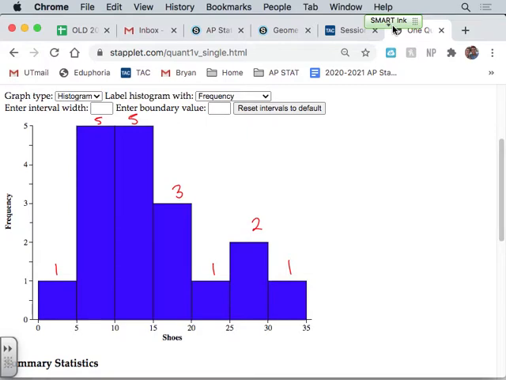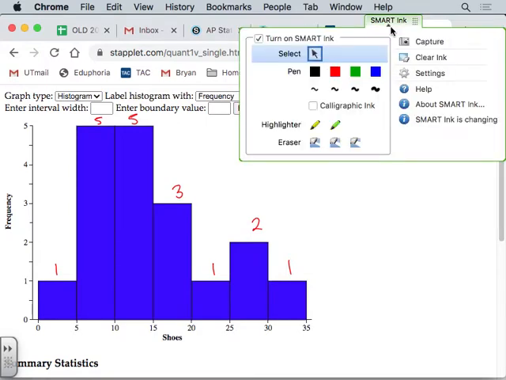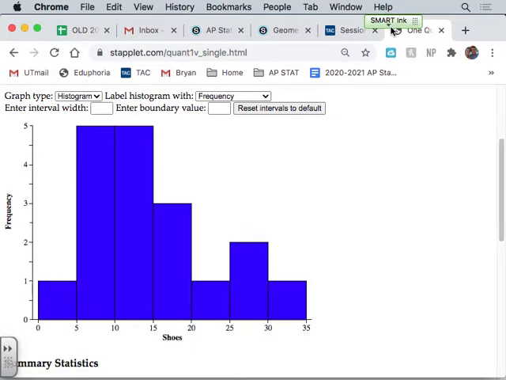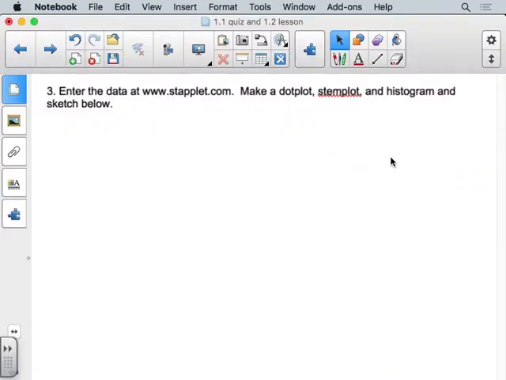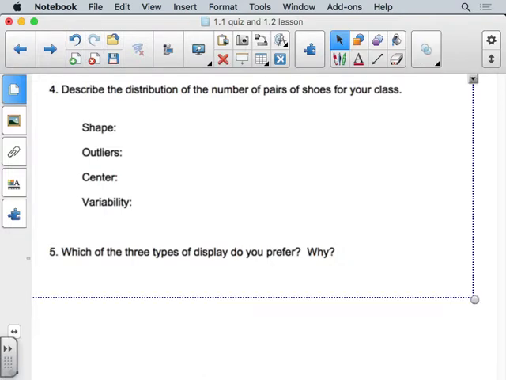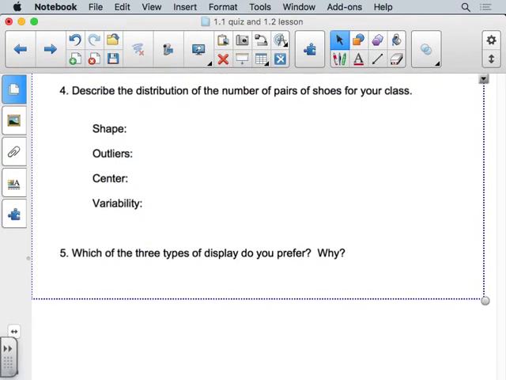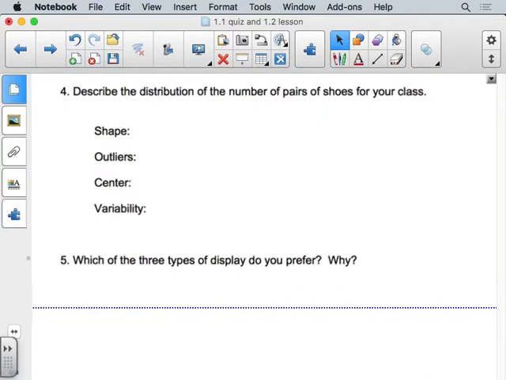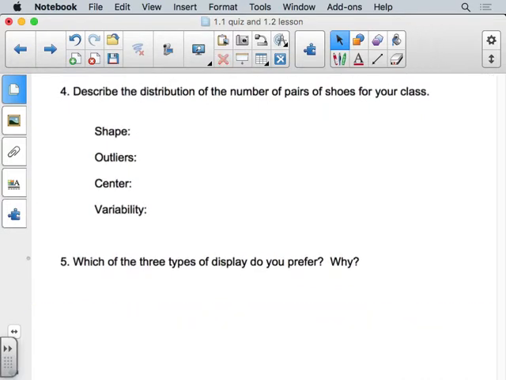Okay. So we've seen these. Again, this section of our year has a lot of a mixture of stuff we've seen before, but interpreting it in new ways. Okay, so we did that. Describe the distribution of the number of pairs for our class. And I might do number 5 on a different page, so we'll see. Okay, so this is what we're doing.